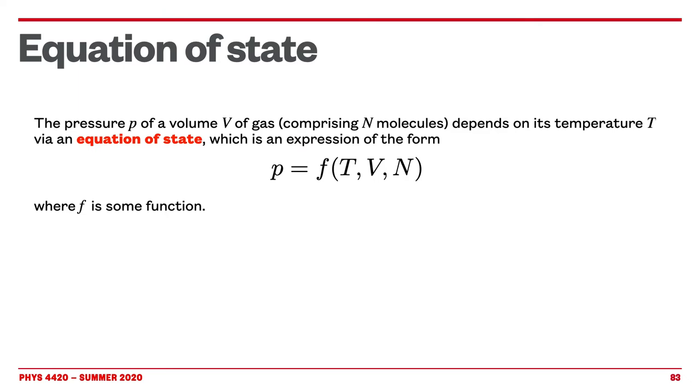Typically, those variables are connected to one another. So they are not all independent. And the connection between them is called an equation of state. So that would be in a formal way.